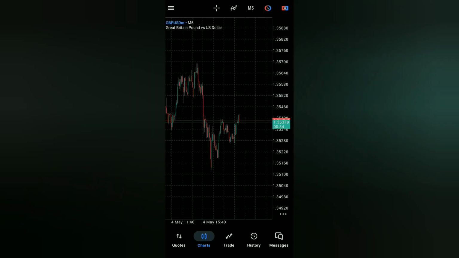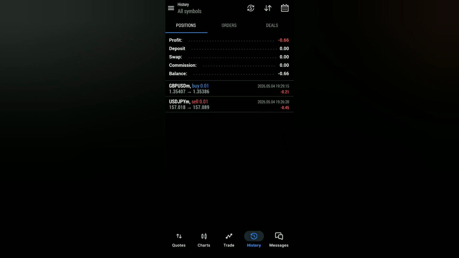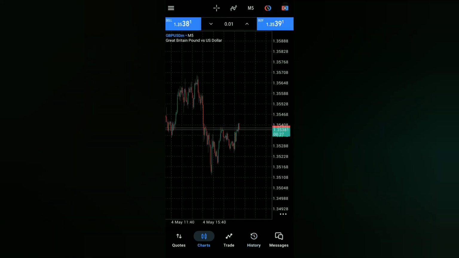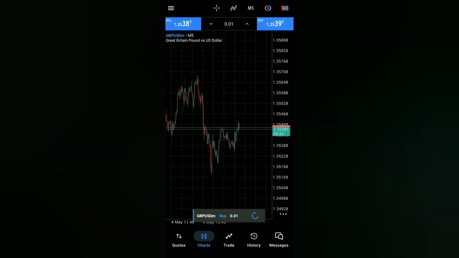So come back to this chart. Let's say we click before we sell. Okay, let's use buy as an example. You come to this button and buy. Okay, we have already used buy. Let's use sell as an example instead.